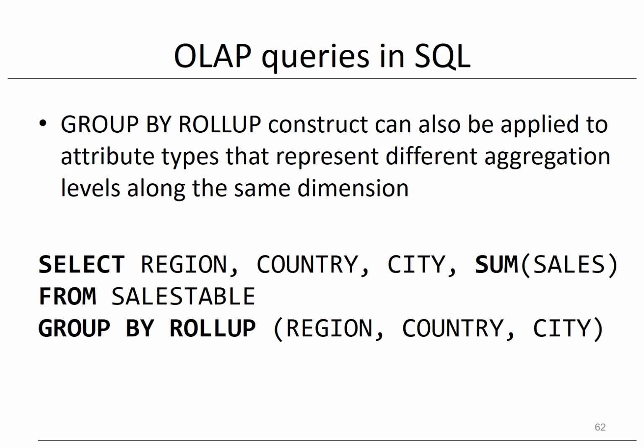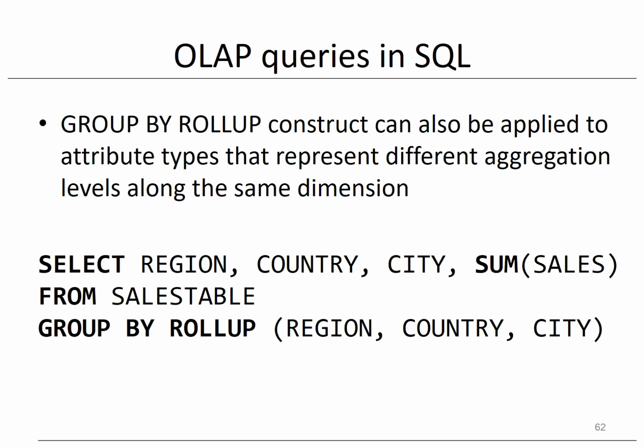Whereas the previous example applied the group by rollup construct to 2 completely independent dimensions, it can also be applied to attribute types that represent different aggregation levels, and hence different levels of detail, along the same dimension.